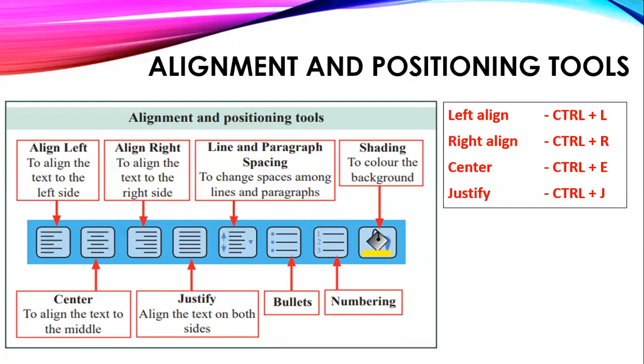And there's another one, line and paragraph spacing. When you write a sentence, there's a gap between those two lines. That we call the line spacing. So line spacing can be increased or decreased from this one. And another one, we have shading. Shading also, we can do the fill color using this one. Okay, right.